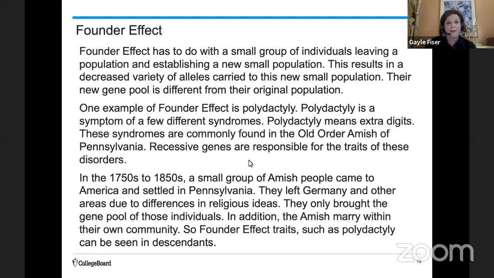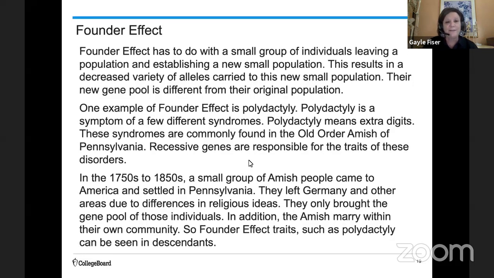One example of founder effect is polydactyly. Polydactyly is a symptom of a few different syndromes. Polydactyly means extra digits. These syndromes are commonly found in the Old Order Amish of Pennsylvania. Recessive genes are responsible for the traits of these disorders.